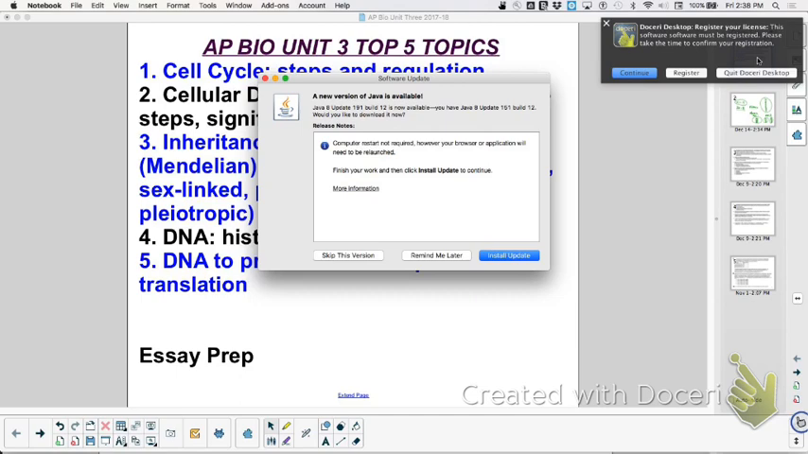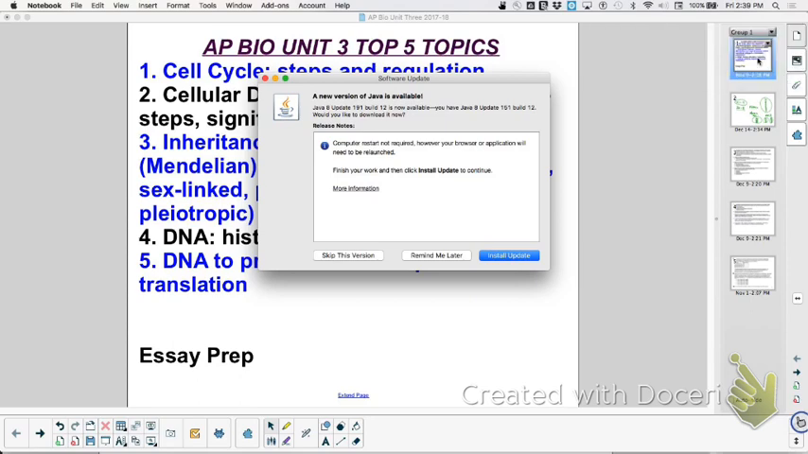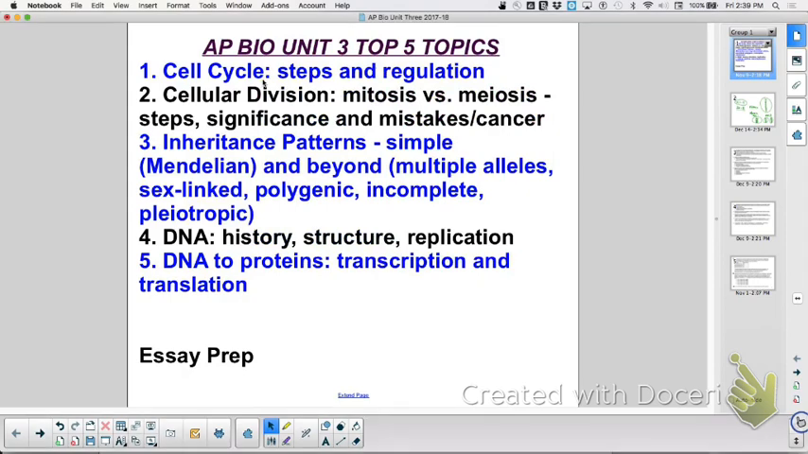So you needed a source of variation in order to have something for natural selection, if you're going to have that work as driving evolution. Okay, thank you. All right, steps, significance, mistakes, and cancer. All right, so let's talk about cancer. What are the two genes we need to know about for cancer?